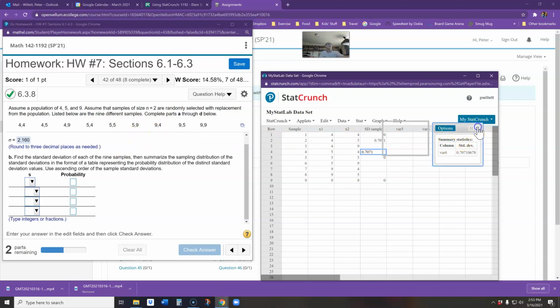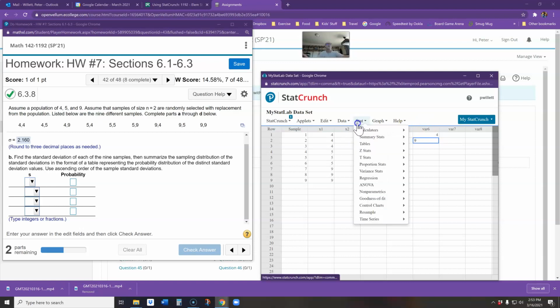So now, let's say I go to 4 and 9. Now the numbers are 5 apart. What kind of standard deviation will I get when the numbers are 5 apart and there are 2 in the sample? So instead of 4, 5, I'm going to change this number to a 9. And I'm going to do the same thing.